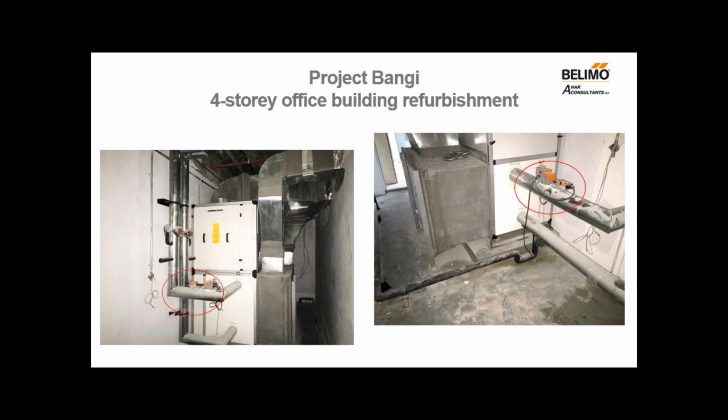In this particular project, this is a 4-story office building project in Bangi near Kuala Lumpur. 6 air handler units were installed with energy valves. So I'm going to show you the one function, the delta T limiting, that we use for this project.